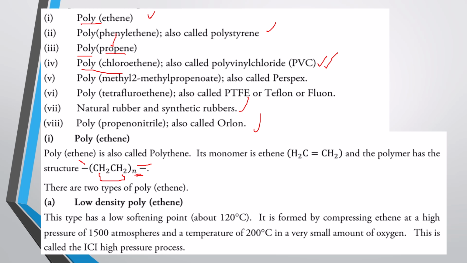But mainly this is the far better naming to use. So its monomer is ethene, which is written by a molecular formula of that, or a structural formula of that. And then the polymer has the following structure. So the polymer and the monomer, you'll find that they have the same empirical formula.